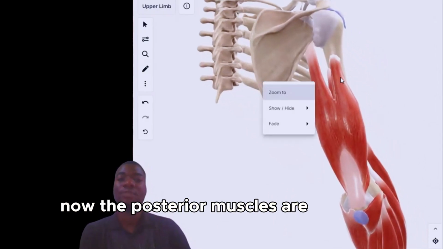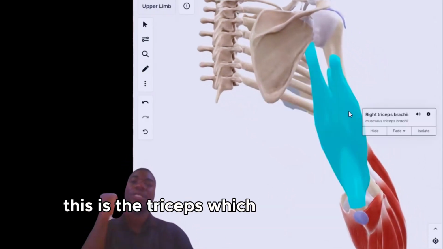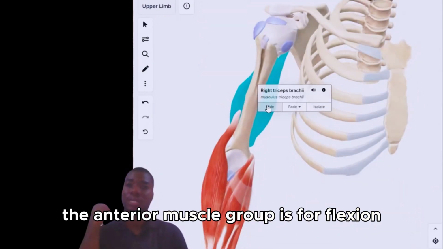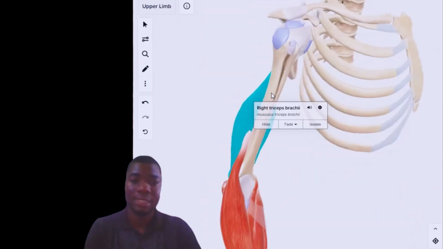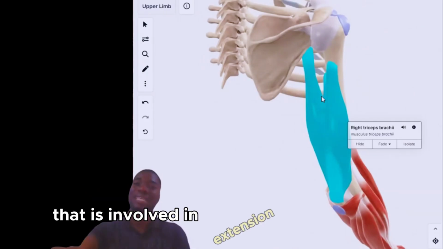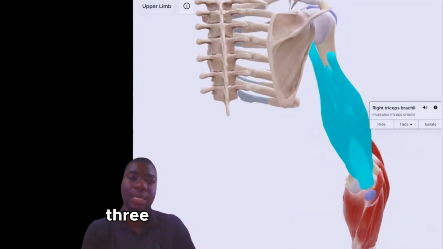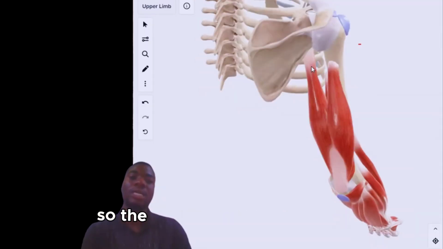So we move from the anterior aspect of the arm to the posterior muscles. Now the posterior muscles have just two muscles, and this is the triceps, which is allowing for extension. The anterior muscle group is for flexion, that is the biceps brachii and the rest. But the triceps is the muscle that is involved in extension of the elbow. It's called triceps because it has three heads. Tri means three.